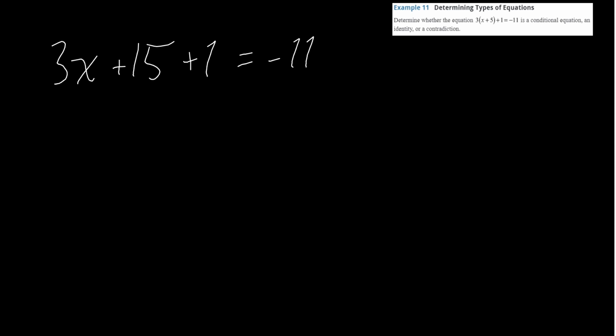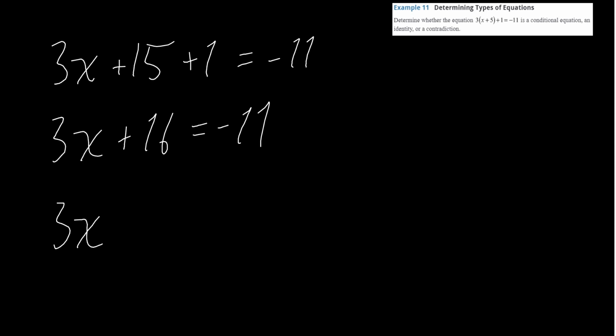Okay, we're going to combine the like terms on the left, so we're going to end up with 3x plus 16 is equal to negative 11. Okay, we're going to subtract 16 from both sides, so we're going to end up with 3x is equal to negative 27. Sorry about that, negative 27. And then we're going to divide both sides by 3, so we're going to end up with x is equal to negative 9.